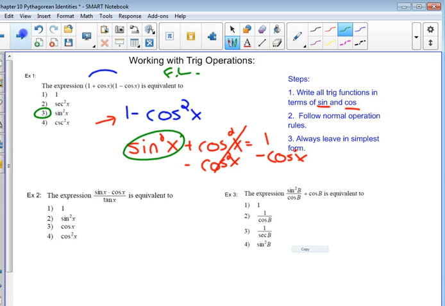Does that make a little more sense, like how you're going to see it? You're probably going to have to do some kind of operation and then look for your identity somewhere in there. Okay. Let's try another one.